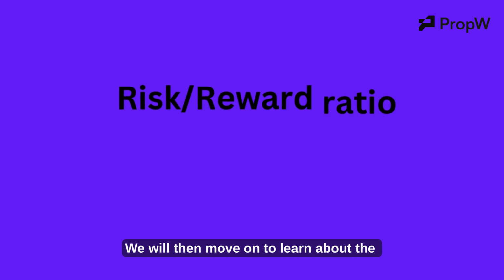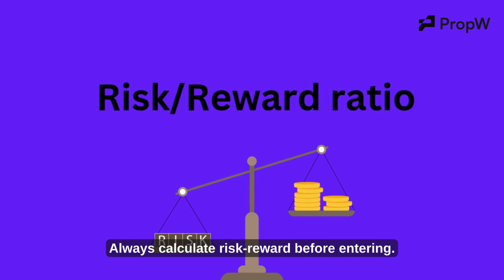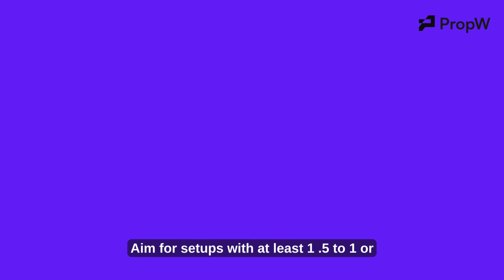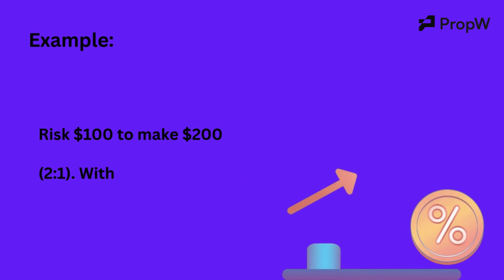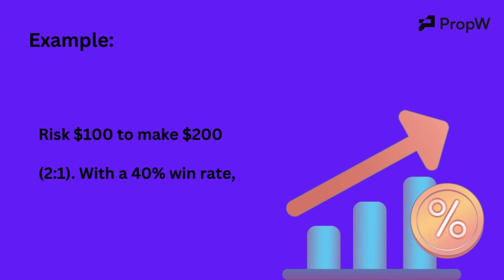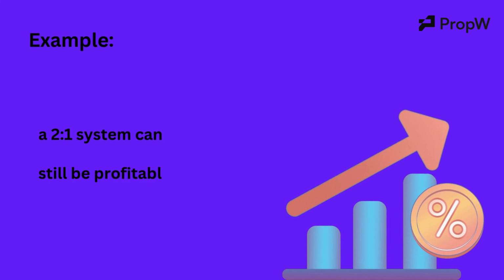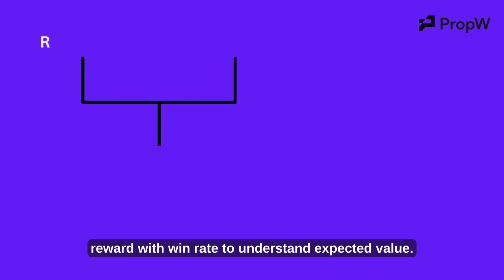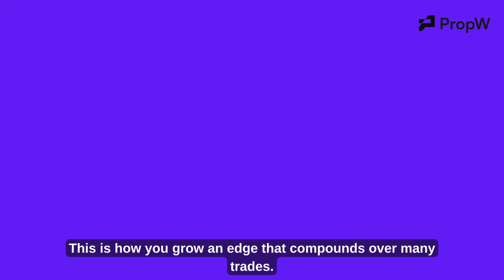We will then move on to learn about the risk-reward ratio. Always calculate risk-reward before entering. Aim for setups with at least 1.5 to 1 or 2 to 1 reward to risk, so your winners cover losers over time. Example, risk $100 to make $200, 2 to 1. With a 40% win rate, a 2 to 1 system can still be profitable. Combine risk-reward with win rate to understand expected value. This is how you grow an edge that compounds over many trades.